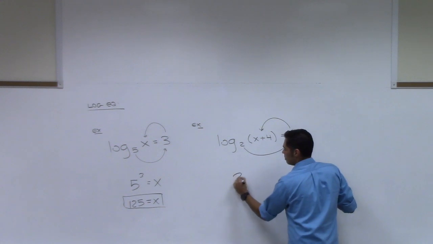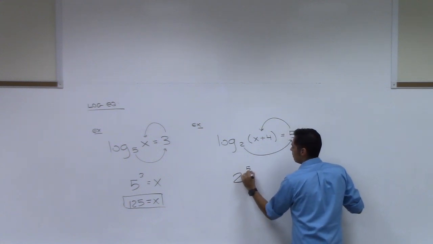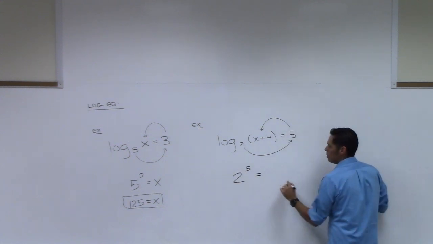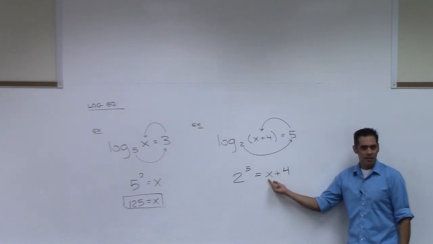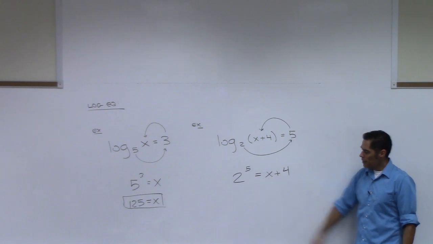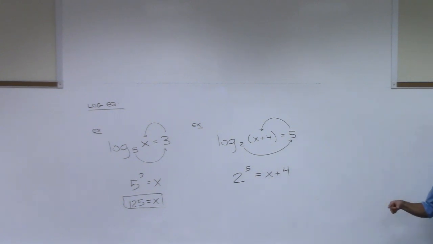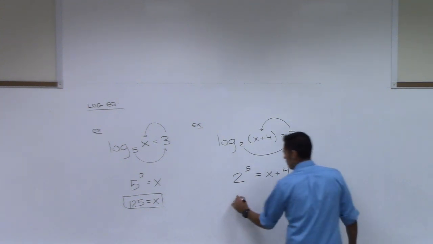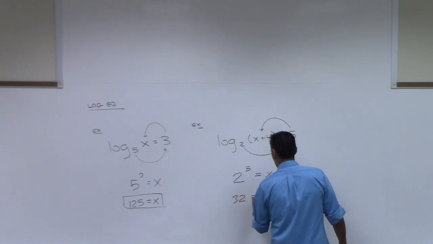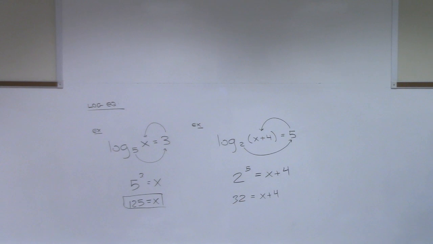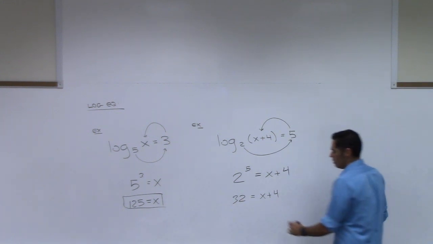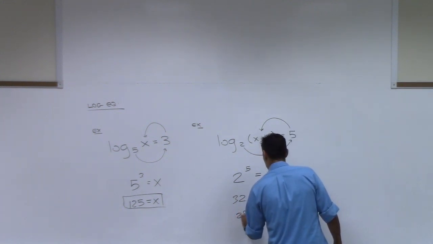2 raised to the 5 equals x plus 4. Now look, your x is right there ready for you, ready to be solved for. 2 to the 5th power, 2 times 2 times 2 times 2 times 2, is 32. So this is 32 equals x plus 4. Last step, subtract 4 on both sides. 28. X is 28.